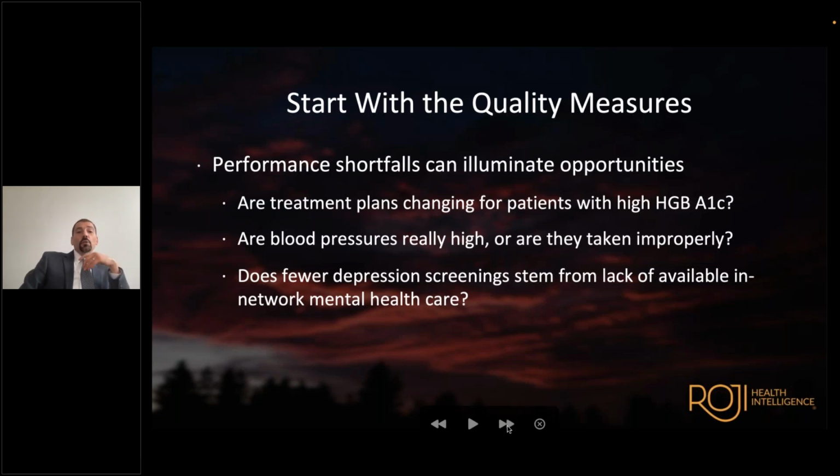And then finally, do fewer depression screenings stem from a lack of available in-network mental health care? That's a huge thing that you are going to need to know. And it may be something where it is not a quality measure that you're pursuing. It's that you need to find mental health professionals and bring them into your network.